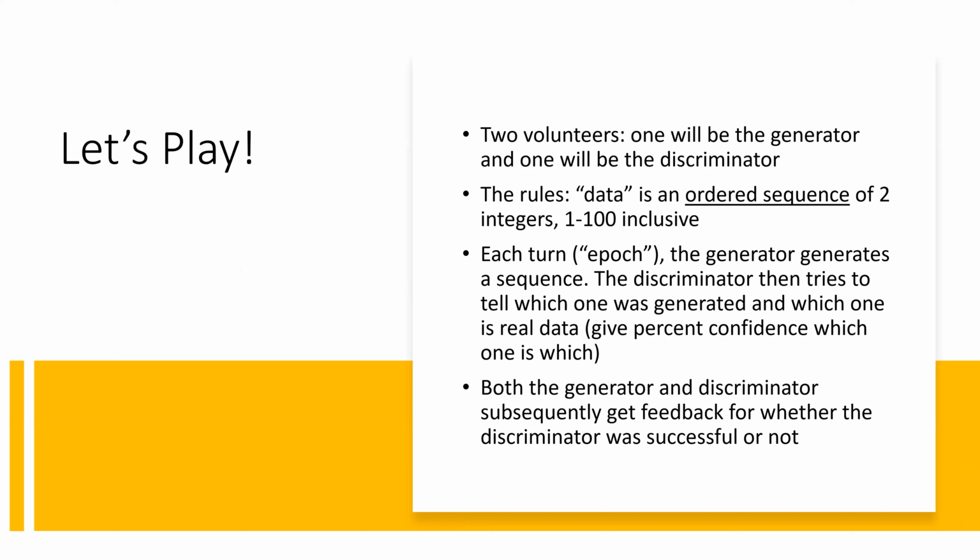So to do this, let's play a game. For this, I'll need two volunteers. One person will be the generator and one person will be the discriminator. Who wants to be each? By the way, the generator task is probably harder than the discriminator task for the activity that I've set up. So I'll need two volunteers for this.